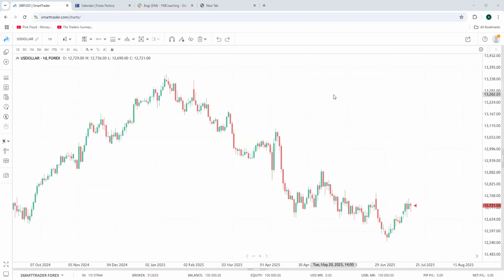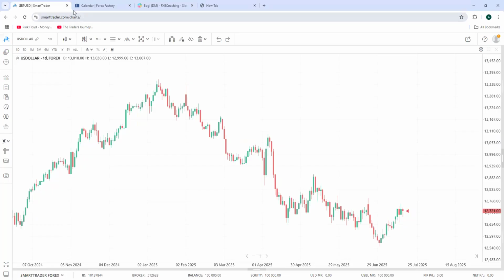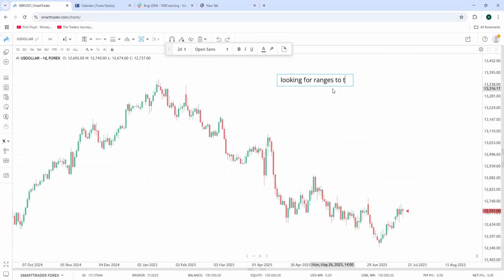Okay, so this is going to be the high, oh, what am I looking at here? Okay. So looking for ranges to trade. US dollar only, or are we going to do the GBP US dollar?